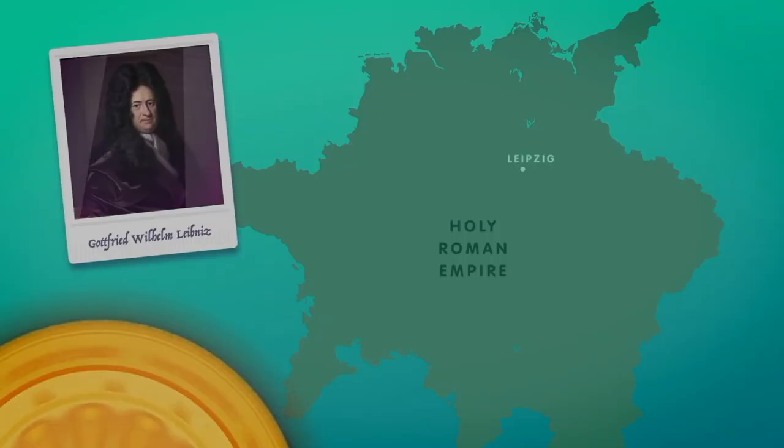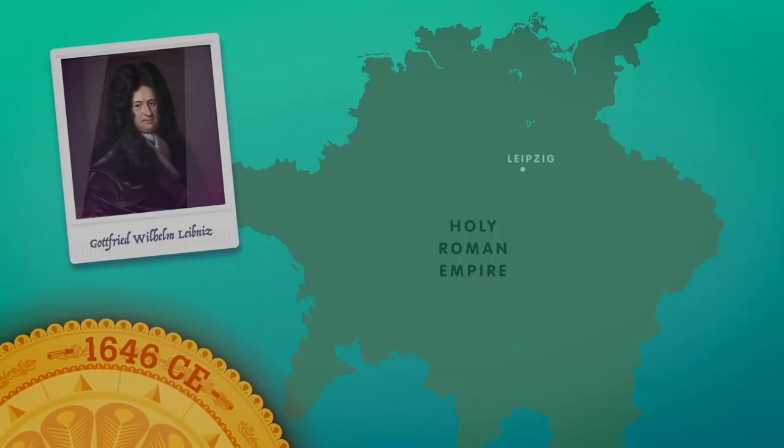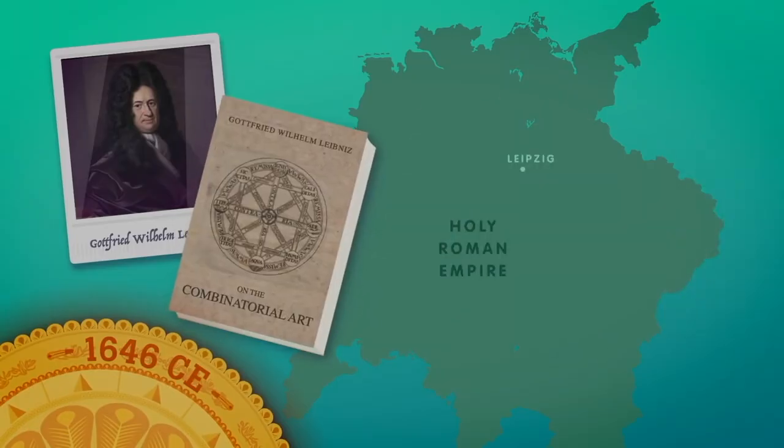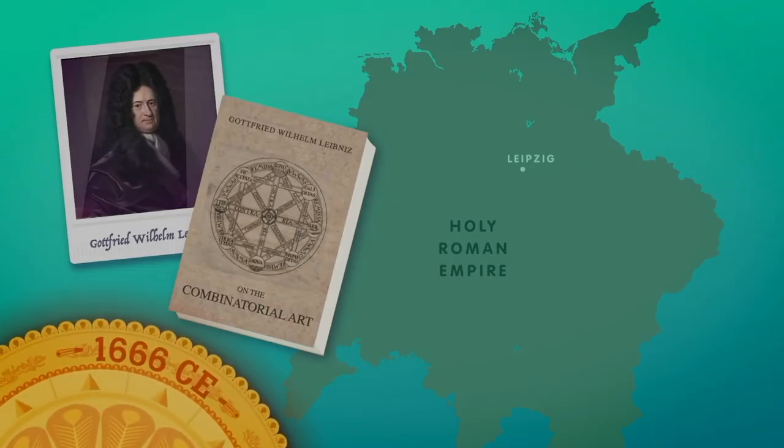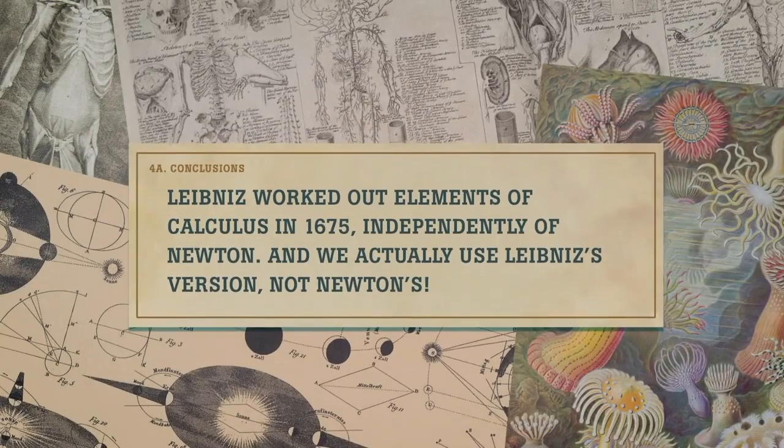Gottfried Wilhelm von Leibniz was born in Leipzig in what was then the Holy Roman Empire in 1646. He wrote his first book on the combinatorial art at the age of 19 in that fateful year 1666. Leibniz worked out elements of calculus in 1675 independently of Newton, and we actually use Leibniz's version, not Newton's.